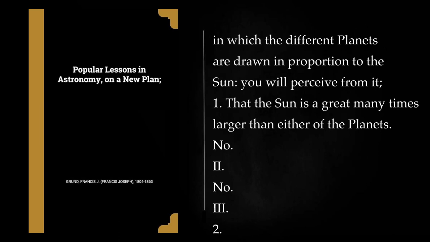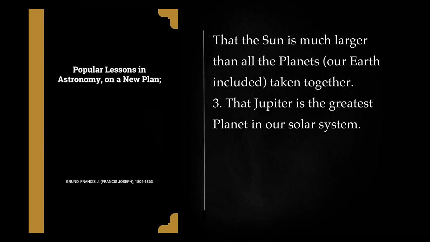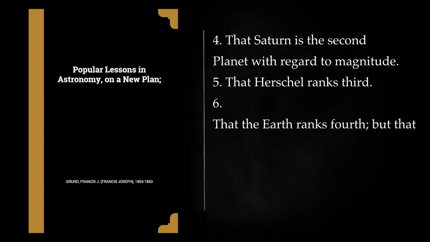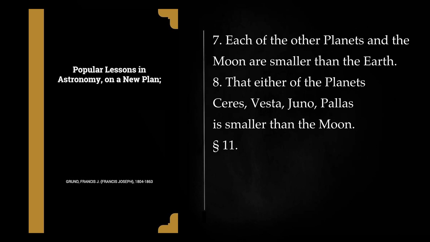2. That the Sun is much larger than all the planets, our Earth included, taken together. 3. That Jupiter is the greatest planet in our solar system. 4. That Saturn is the second planet with regard to magnitude. 5. That Herschel ranks third. 6. That the Earth ranks fourth, but that 7. Each of the other planets and the Moon are smaller than the Earth. 8. That either of the planets Ceres, Vesta, Juno, Pallas is smaller than the Moon.